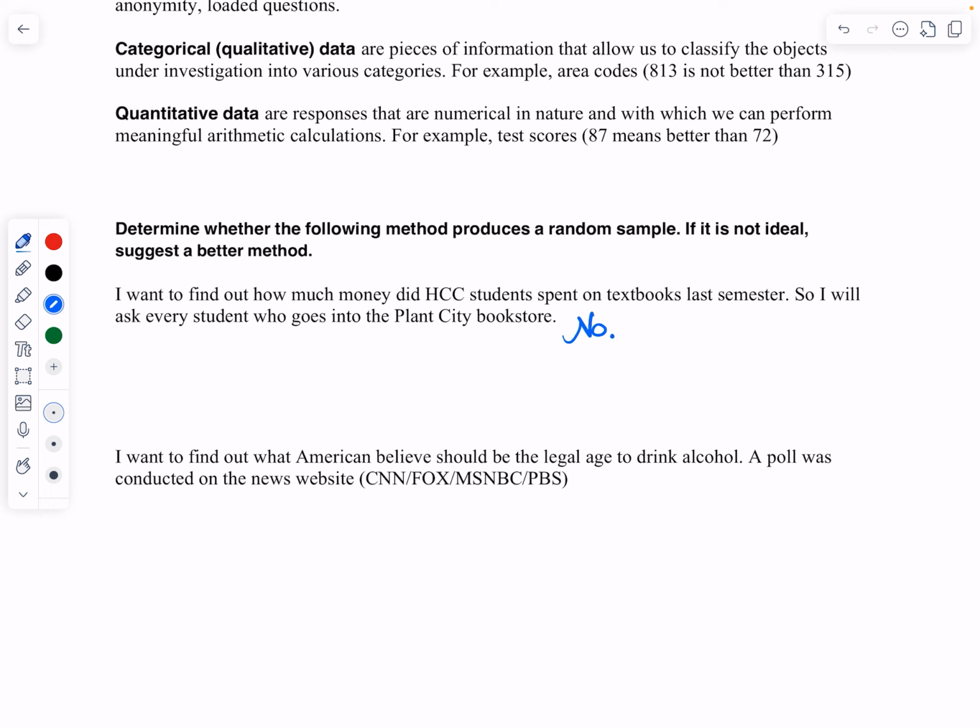If you just want to know about the Plant City campus, then you would need to figure out everybody that spent money. Some people do not buy their books at the bookstore. Some people buy them online. Some people maybe purchase it through outside bookstores. So anyways, this would not be a random sample. A better method would be to find out every single student who went to Plant City HCC and maybe email them and ask them how much they spent on books.